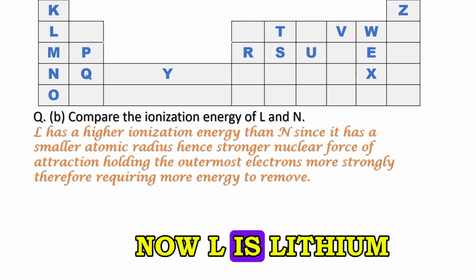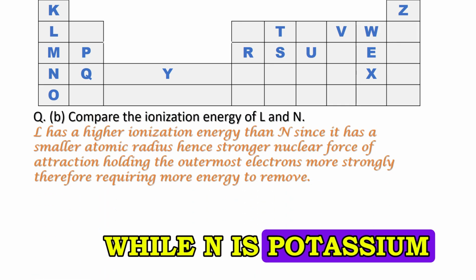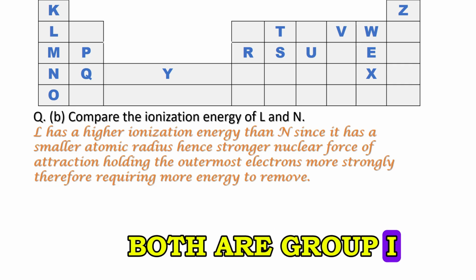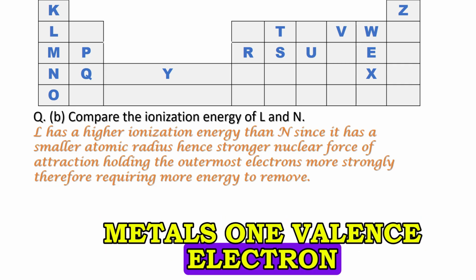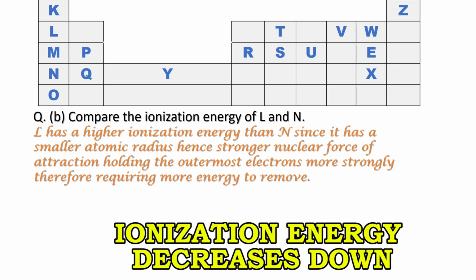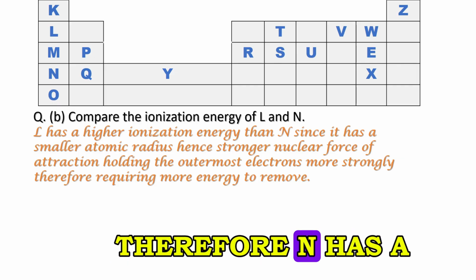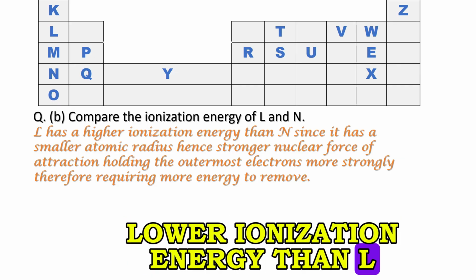Now, L is lithium, while N is potassium. Both are group 1 metals, with 1 valence electron. Ionization energy decreases down the group. Therefore, N has a lower ionization energy than L.